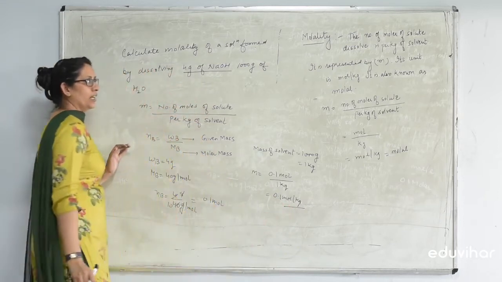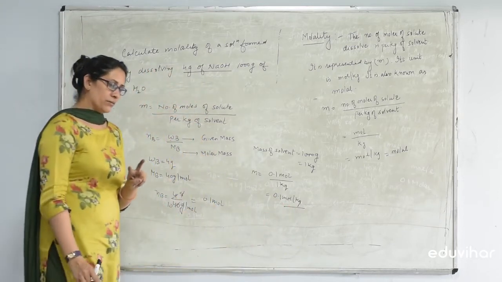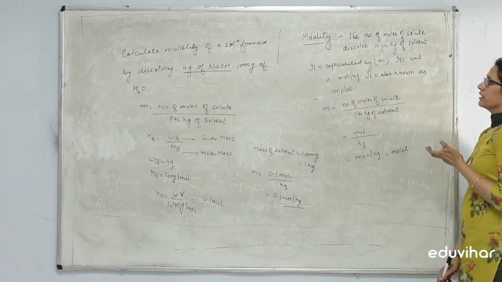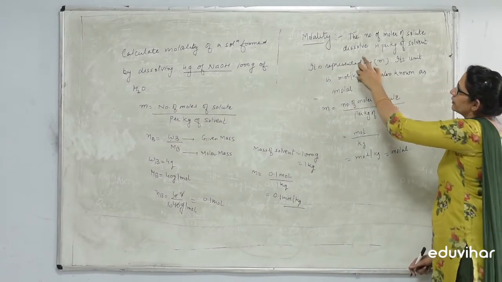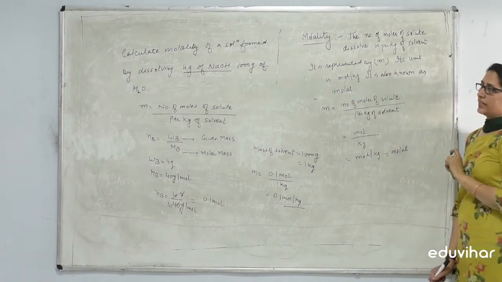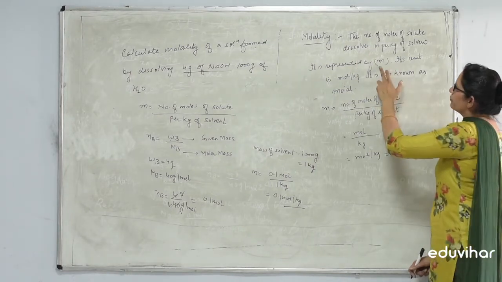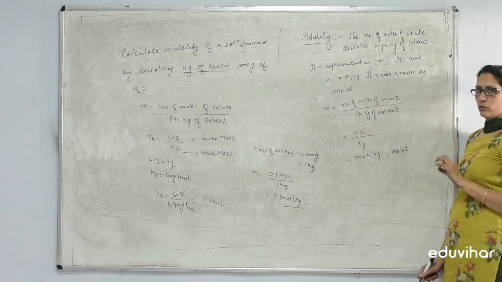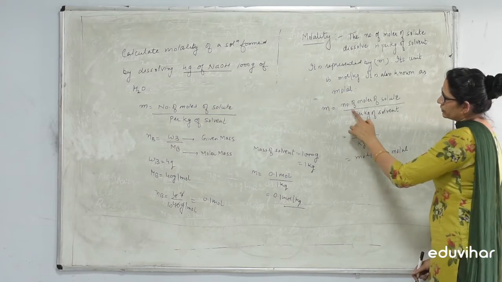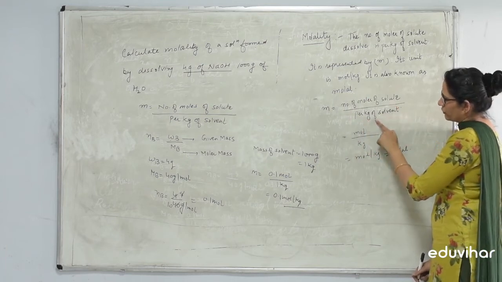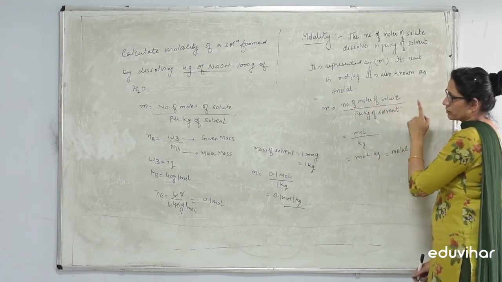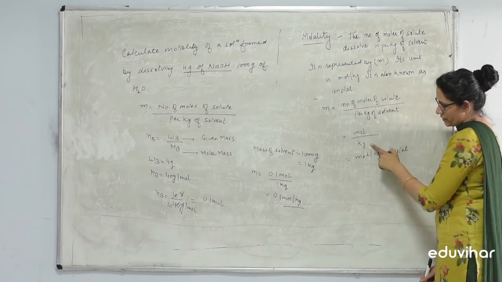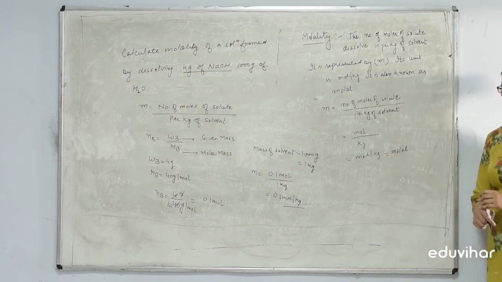Is there any doubt? Molarity and molarity are the two terms which help us to calculate the concentration. Molarity is the number of moles of solute dissolved per kg of solvent. It is represented by small m. Its unit is mole per kg. It is also known as molal. m is equal to the number of moles of solute per kg of solvent, with the number of moles in moles and the mass of solvent in kg. The unit becomes mole per kg.